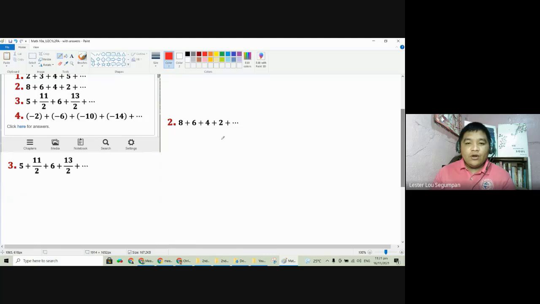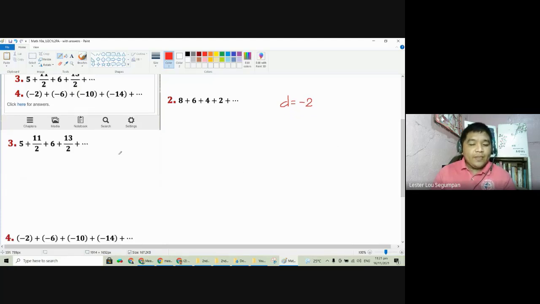For number 2, from 8 to 6, we decreased by 2. From 6 to 4, we also decreased by 2. And from 4 to 2, we also decreased by 2. Therefore, the common difference is decreasing by 2, or subtracting 2 per term. This is also an arithmetic series.